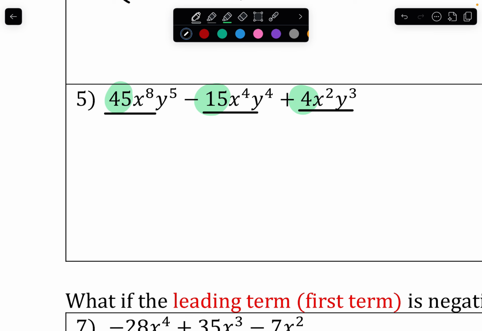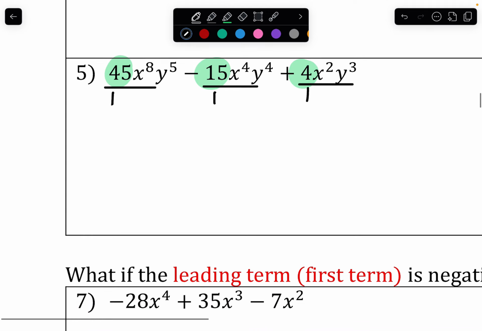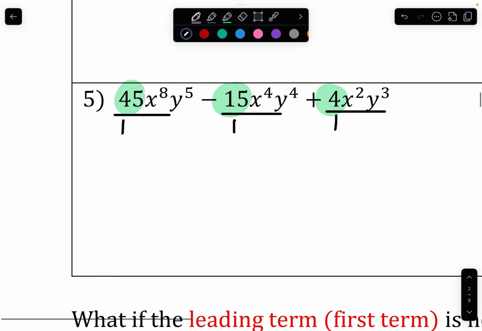Looking at each term, our smallest number is 4, and it does not divide 45 or 15. So then we're going to cut it in half and try 2. 2 does not divide 15 or 45. So the best we can do here is 1. Just like that previous example, 1 is the best we can do.